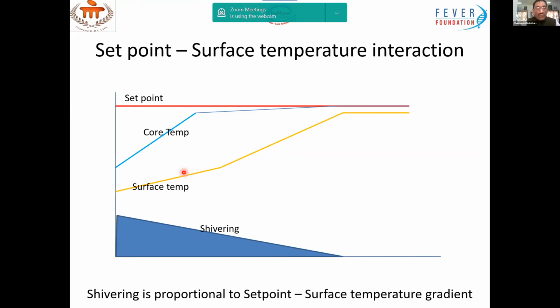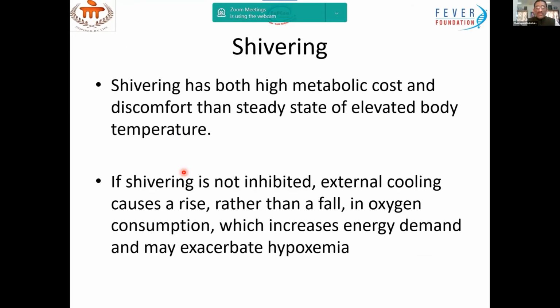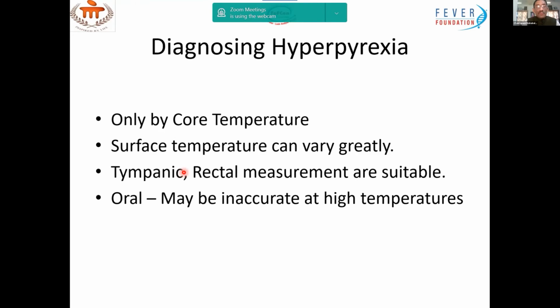Cooling the surface alone without reducing the set point does not yield a desired result. In fact, it could be counterproductive because it leads to a lot of shivering and other mechanisms which generate more heat. Shivering is not tolerated by the host, nor the metabolic system. Shivering has both high metabolic cost and discomfort compared to a steady state of body temperature. If the shivering is not inhibited by external cooling, there can be increased oxygen demand, and there can also be a dangerous rise in the core temperature. That's why cooling without reducing the set point will not yield much of a result while handling patients with hyperpyrexia.